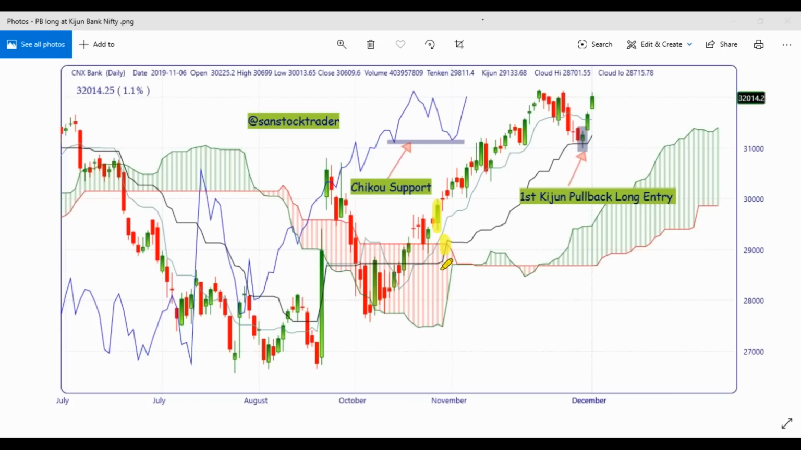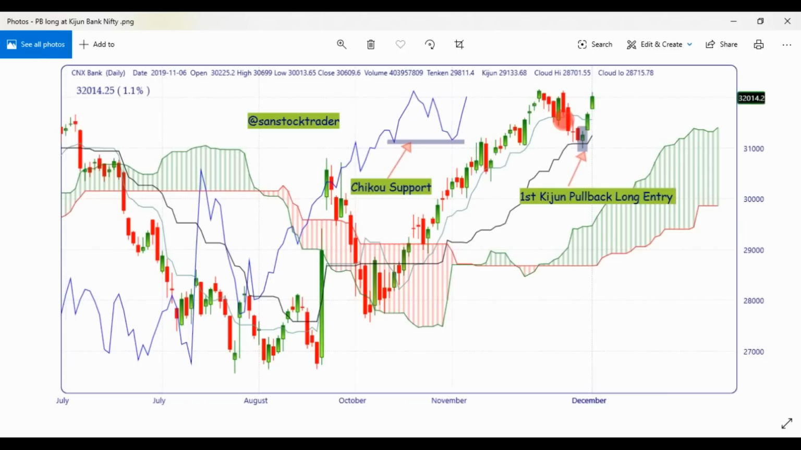Now I was waiting for the first pullback toward the Kijun-sen, and that happened right here. Though it looks like a sharp correction, what generally happens when such a correction happens in an index is that most retail traders start believing it's the end of the trend. But believe me, a strong trend does not bend so easily. It takes a lot of effort from the opposite side to really change the trend.